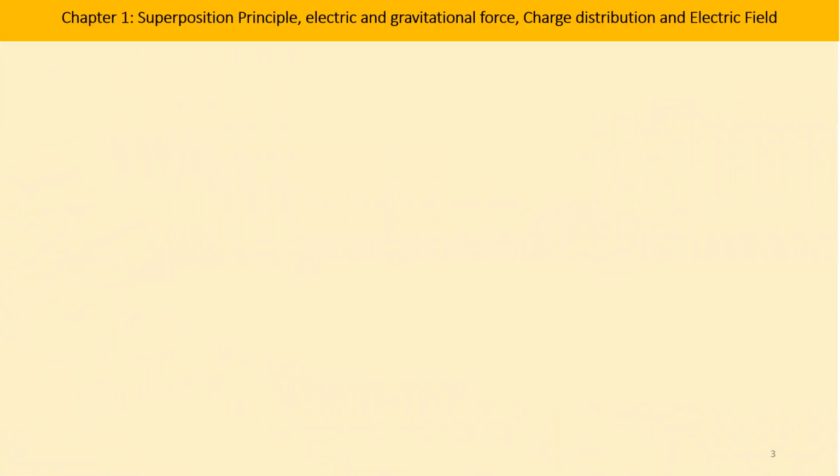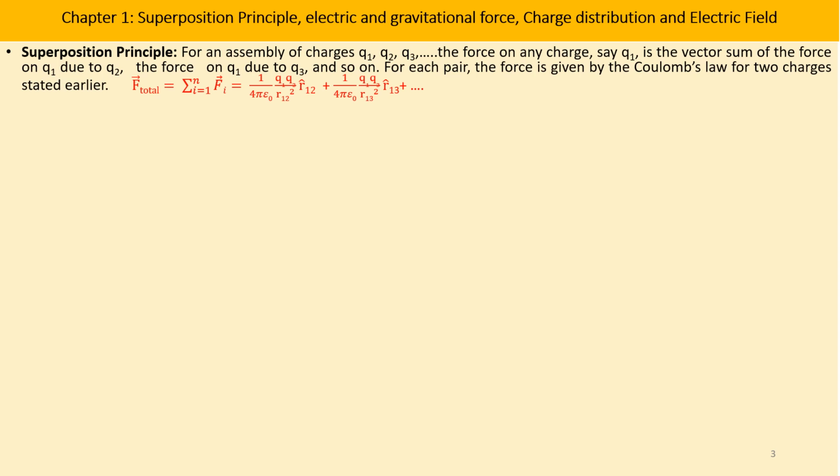Next we will take the superposition principle. Superposition principle states that for an assembly of a number of charges Q1, Q2, Q3, etc., the force on any charge, say Q1, is the vector sum. Please underline vector sum. The vector sum of the force on Q1 due to Q2, force on Q1 due to Q3, etc. For each pair of charges, for example Q1 and Q2, the force is given by Coulomb's law for two charges as stated earlier.